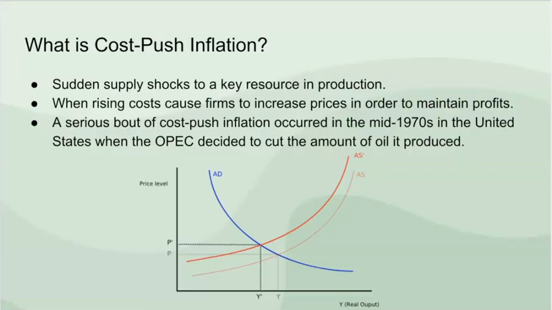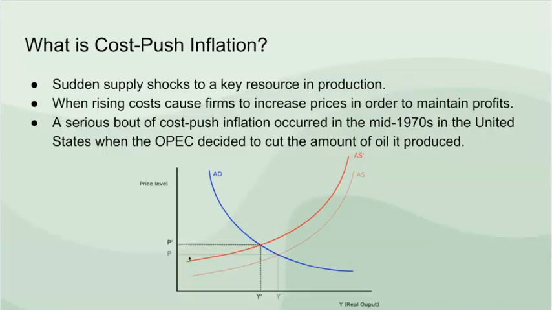A serious bout of cost push inflation occurred in the mid 1970s in the United States when the OPEC, which is the organization that controls most of the world's supply of oil, decided to cut the amount of oil it produced. This shortage caused an increase in the price of oil, and an increase in the price of oil increased the price of goods throughout the economy. So there's a chain going on there.